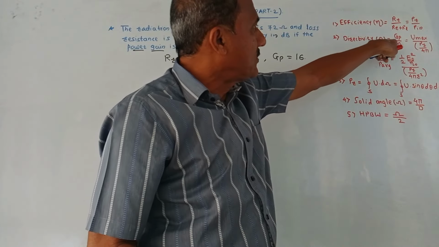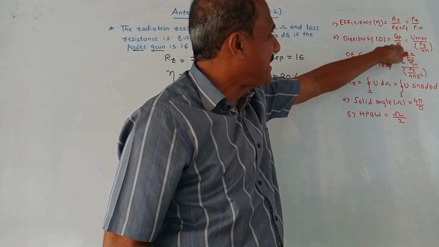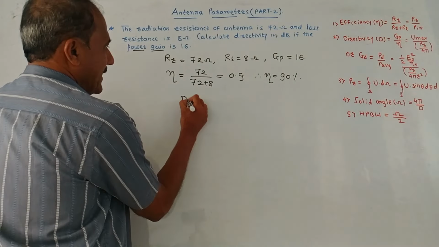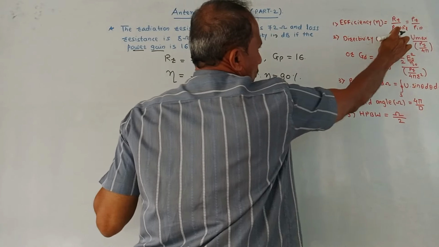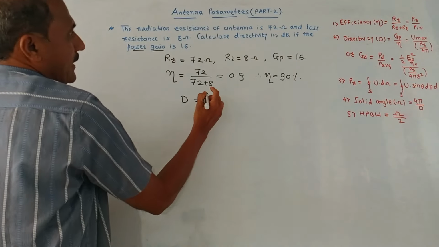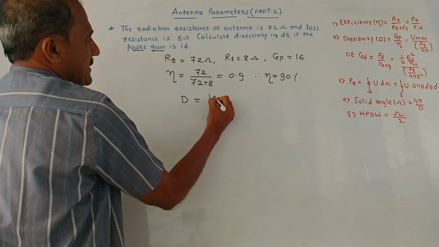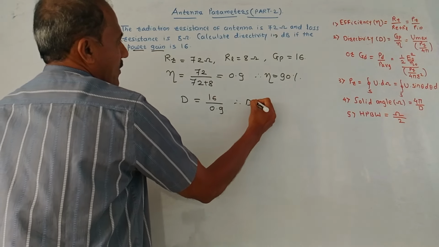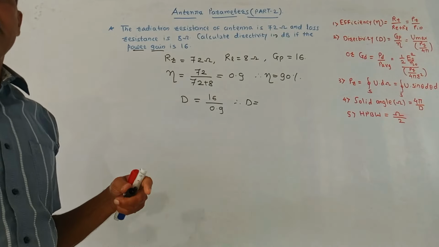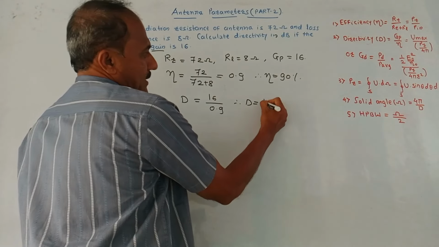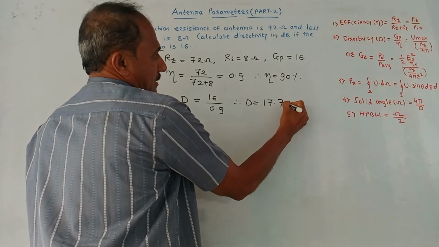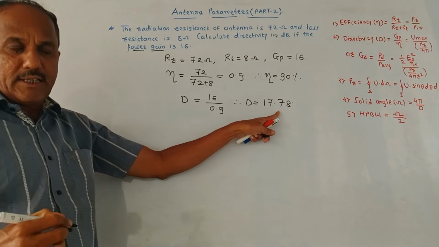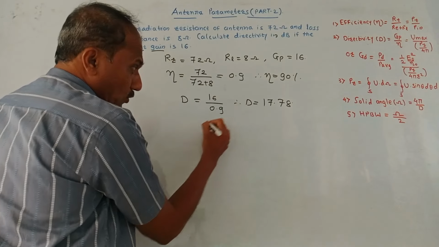I will be choosing the first formula. It is GP upon eta. Eta is efficiency. So directivity D is, I'm making use of this formula, GP upon eta. So GP is 16 upon eta, that is 0.9. Therefore value of directivity is 17.78. But it is asked to calculate directivity in dB. This value is in the normal unit, so how to calculate value in dB?